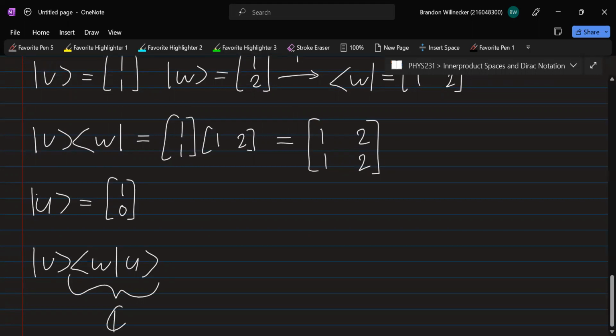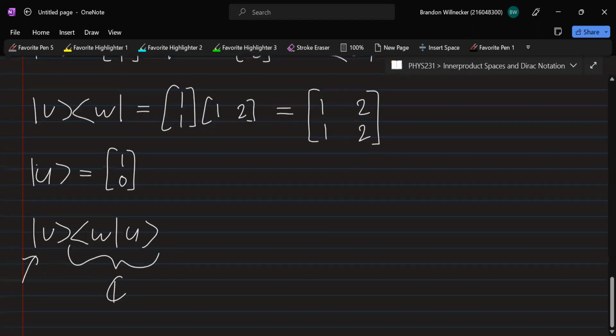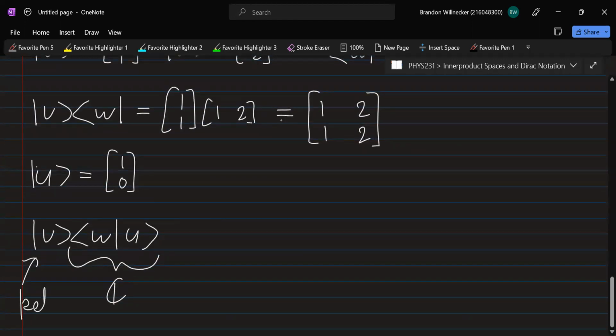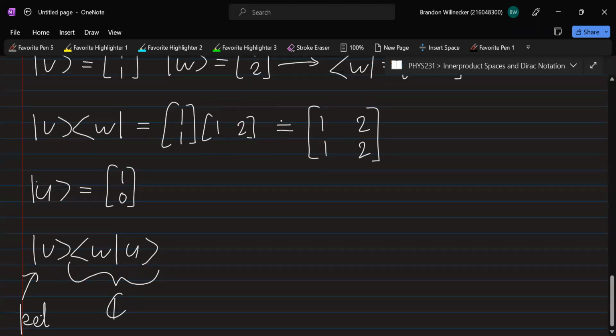That's a complex number. And then on the left-hand side, this is a vector or a ket. So the result is a complex number multiplied by a ket or a vector, and we're just left with the vector. So that is using the Dirac notation just to interpret what's going on there.